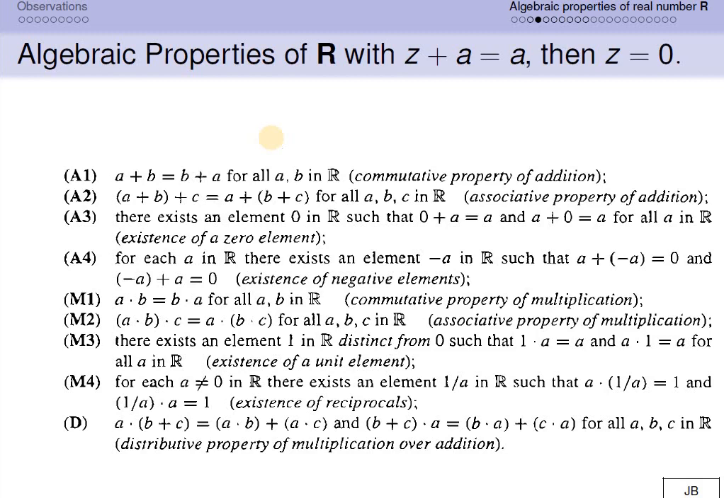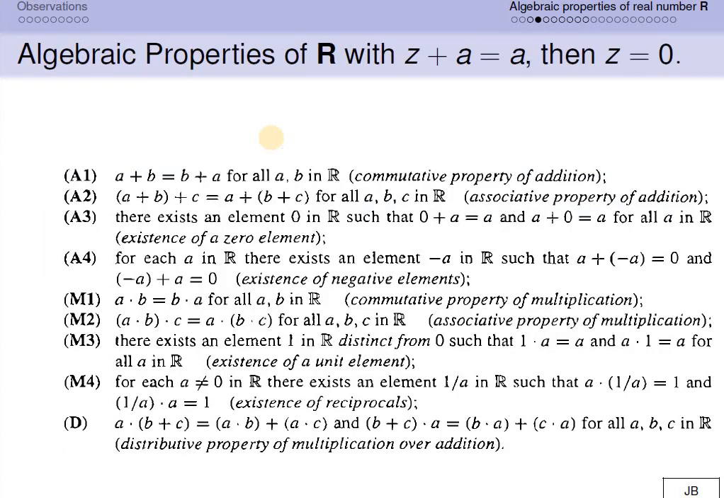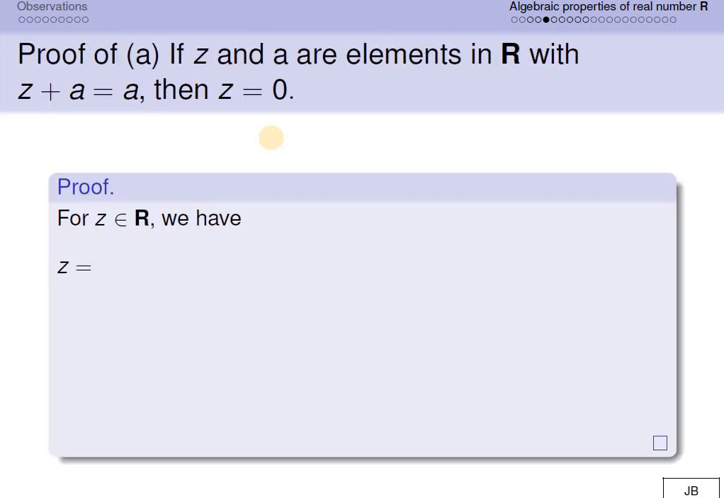Given Z plus A equal to A, you should remember that. We'll start with Z. We have to prove that Z equals 0 by using one of these properties. We have to express Z as something else. You can use A3, the existence of 0 in R, that 0 plus A equals A. So we can write Z as 0 plus Z, or Z plus 0. So this is the existence of the 0 element. Now here is Z, and we want to use Z plus A equal to A. So we want to put A there. How can you put that?